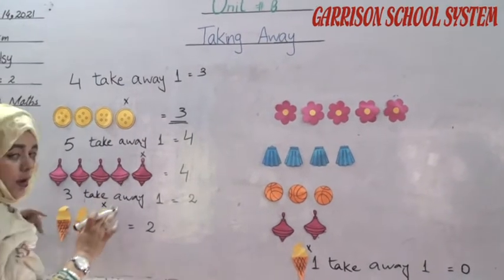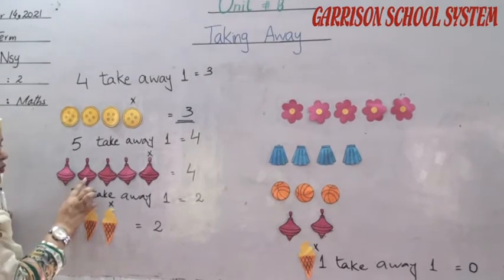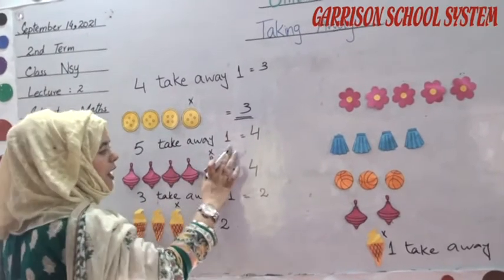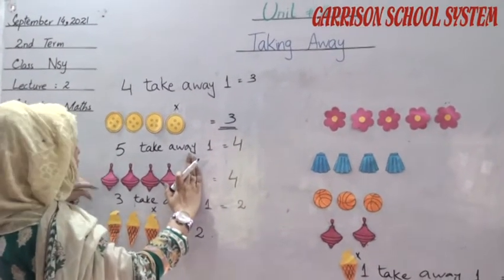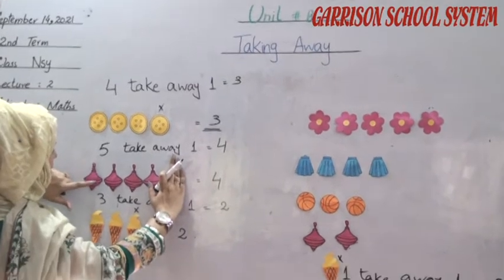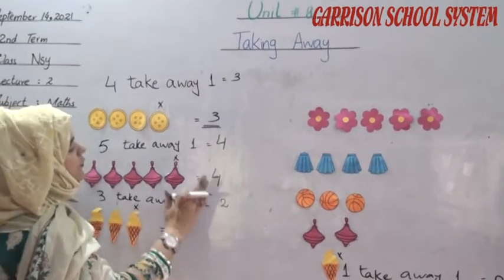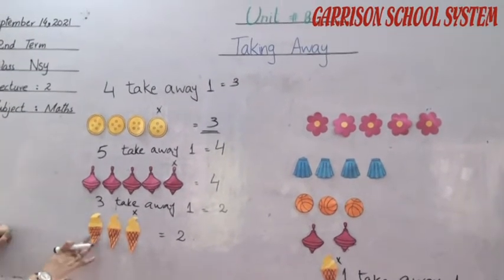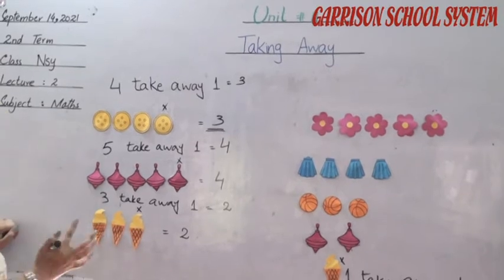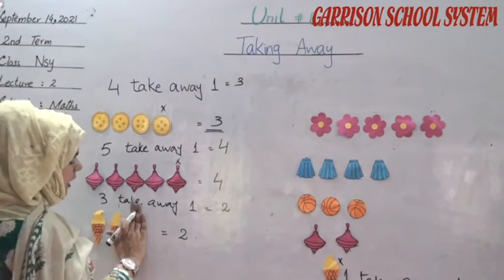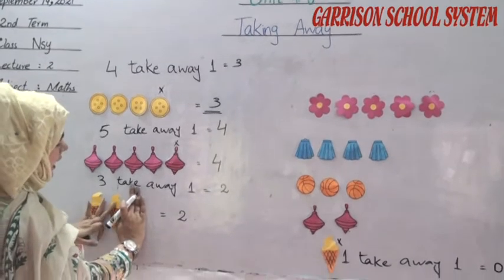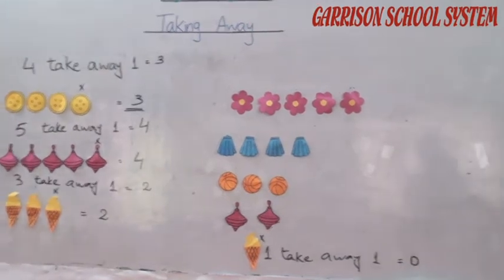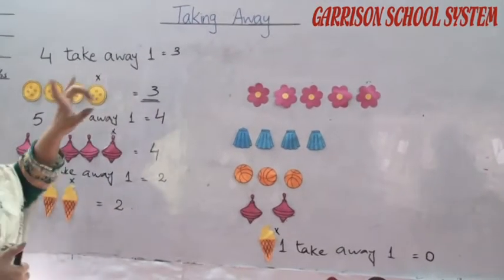We have 5 tops over here, right? 1, 2, 3, 4, 5. If we take away 1, we hide it with our hand, and count it again, 1, 2, 3, 4. So we will be having 4. And if we have 3 cornettos over here, 1, 2, 3, and we take away 1, how much will be left behind? 1 and 2. So we will be left with 2 cornettos. So this is the idea about taking away 1.